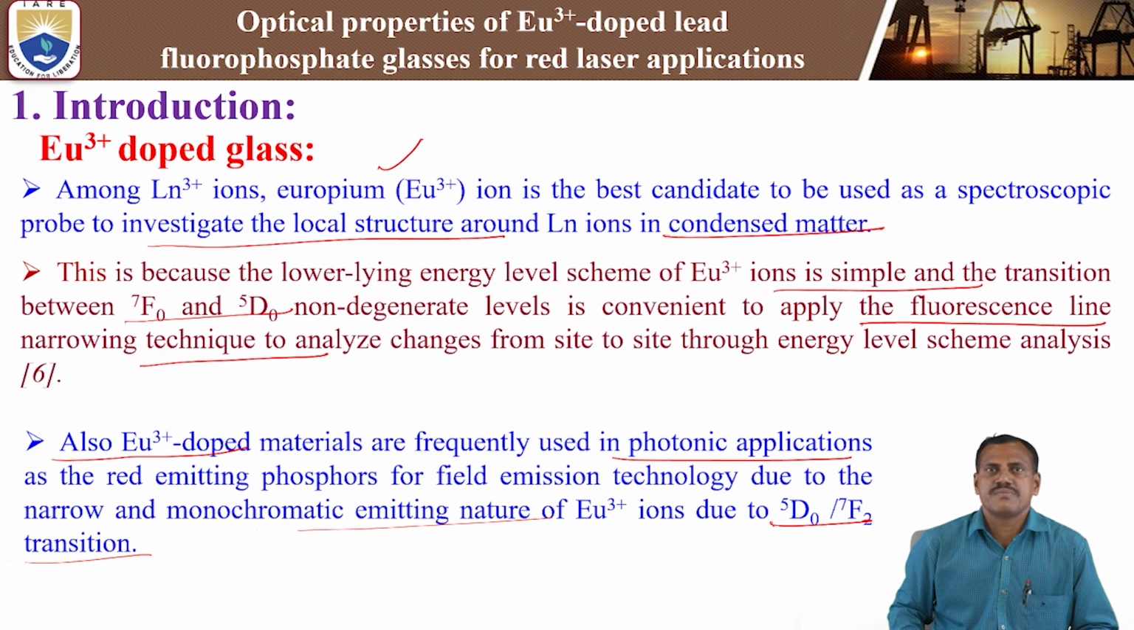It is a red emitting phosphor for field emission technology due to its narrow and monochromatic emission, since it has the transition from 5D0 to 7F0.